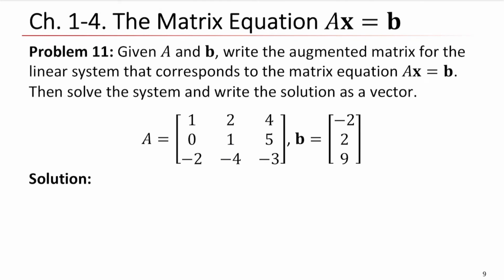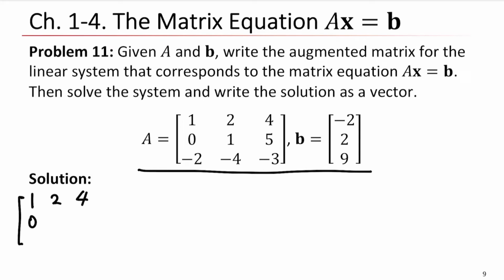So let's move on to the next chapter. Chapter 1.4 was the matrix equation Ax equals b, right? So given, where is that? Yeah. So, okay, problem 11 is: given matrices A and b, write the augmented matrix for the linear system that corresponds to the matrix equation Ax equals b, then solve the system and write the solution as a vector. Okay, so what is the augmented matrix of this one?